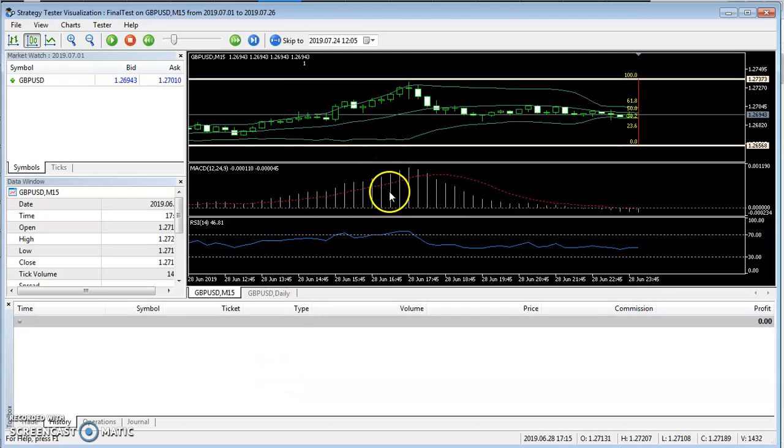As I was saying here, the MACD are the bars in white. The signal line is the line in the red dash, and the RSI is the blue line here. So this is the 70 and the 30.